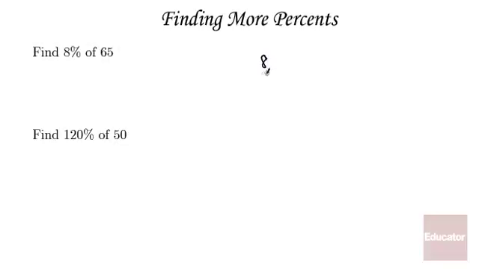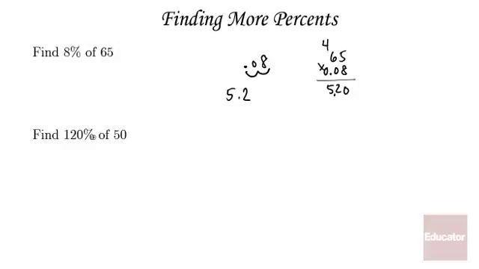8% of 65. So 8, change it into a decimal, 2 places. So it becomes 65 times 0.08. That's going to be 40, 48, and 52 with 2 places, 5.2.